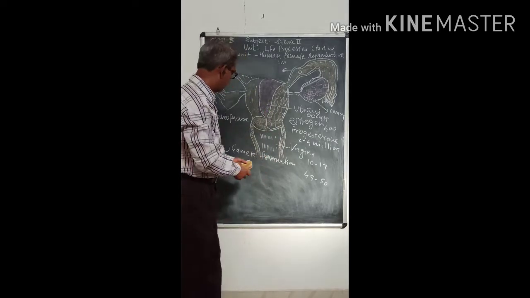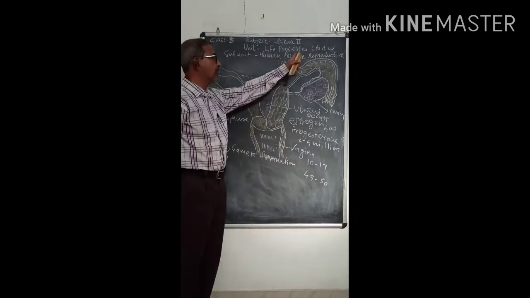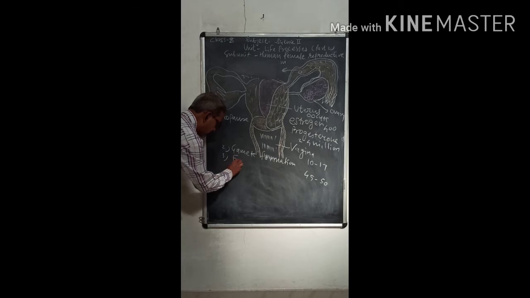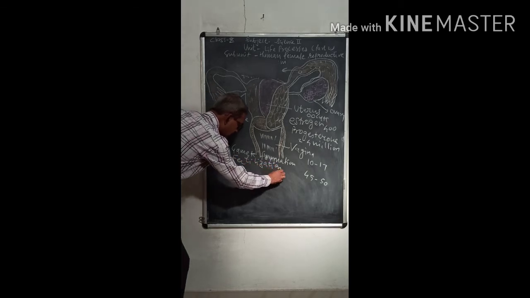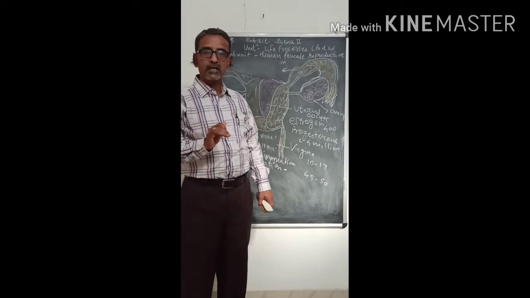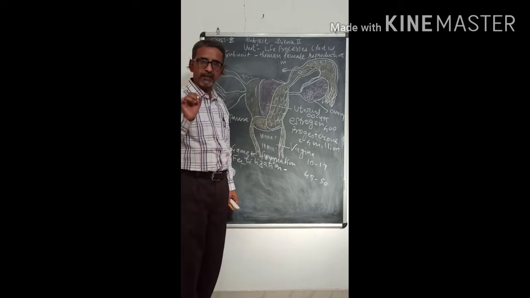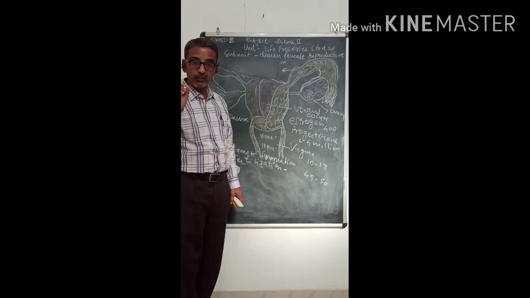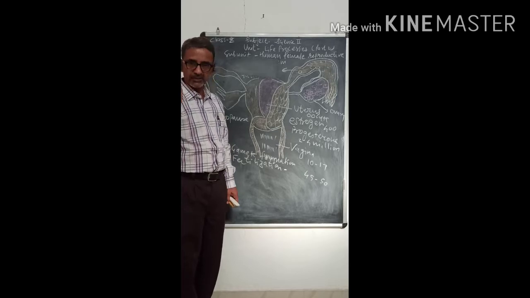Then the third part related to the human female reproductive system is fertilization. What is fertilization? We have seen it in sexual reproduction in plants. Same definition, no change. The union of a haploid male gamete and a haploid female gamete to form a diploid zygote is called fertilization.